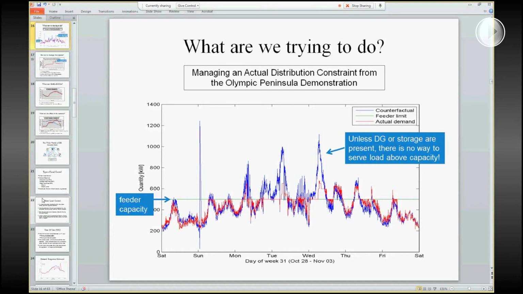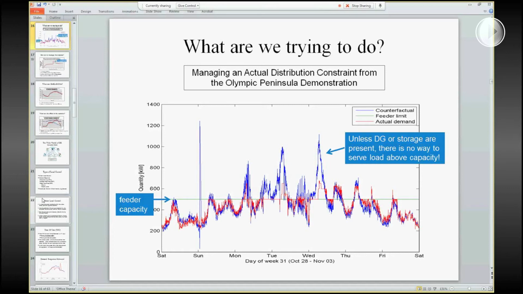We also had a number of DG and storage that participated in this. For example, there were some diesel generators as a backup for a commercial building that also participated in this market. There were some large loads like pumping stations and things like that.